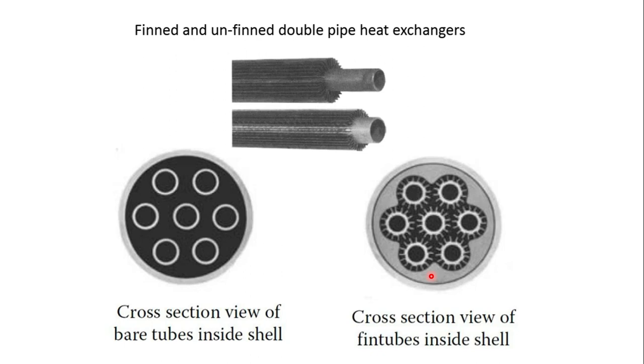This is the diagram, which is the cross-sectional view of the fin tubes inside the shell. So there are the fins, or the external surfaces, on the outer diameter of the inner tubes, right? And this is a more clear picture that shows you the extended surfaces on the outer diameter of the inner tubes, which can be used to enhance the heat transfer rate.